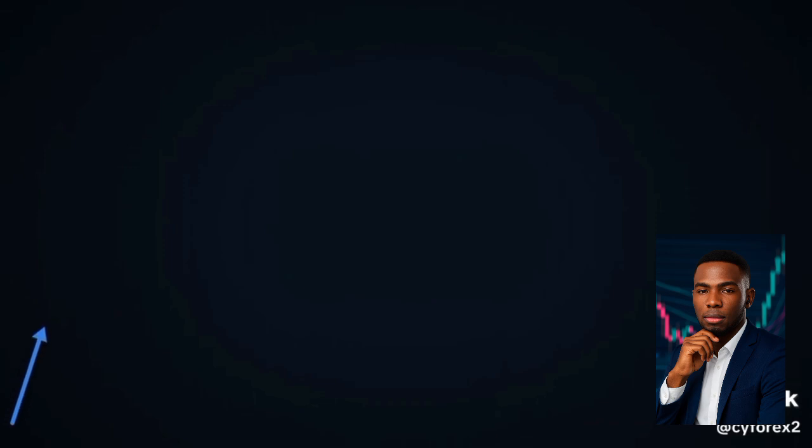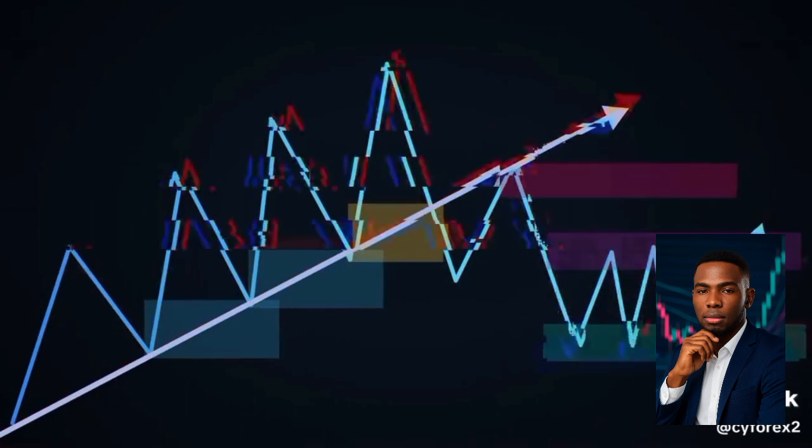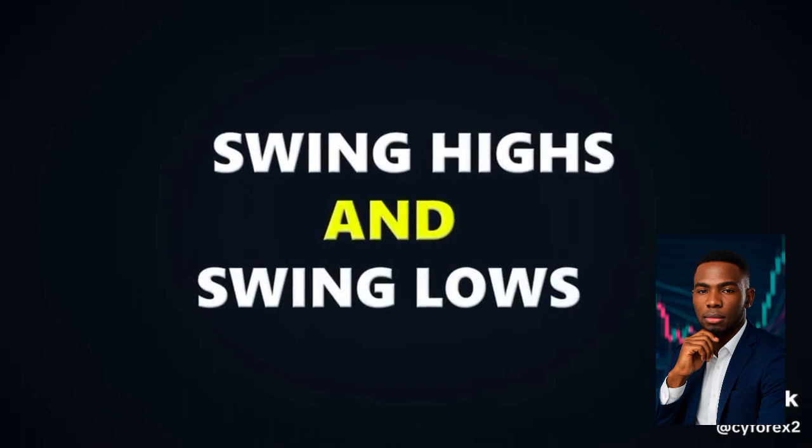Here's a common problem traders face. They look at a chart, and they're not sure if price is trending up, dropping, or just moving sideways. They try to mark zones or draw trend lines, but it still feels unclear. So how do you fix that? It starts with understanding swing highs and swing lows, the key points where price changes direction.